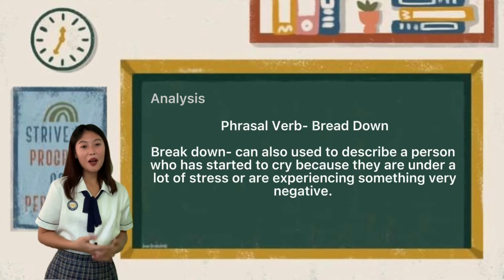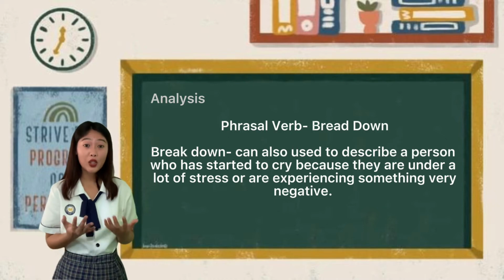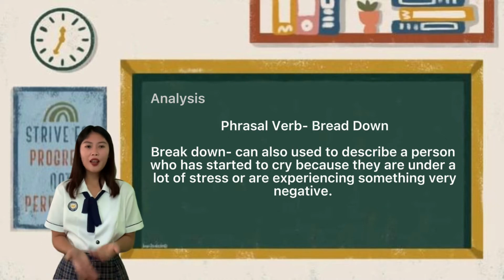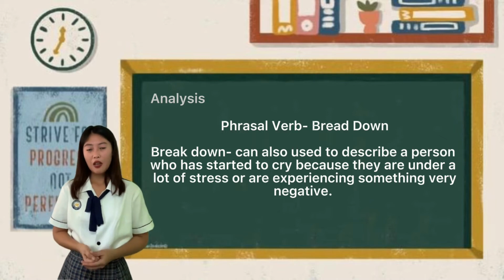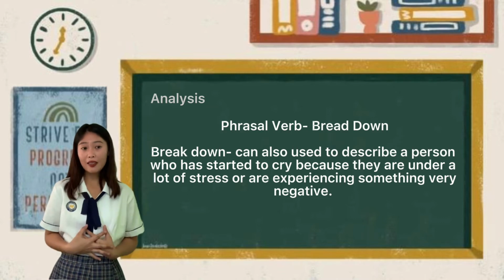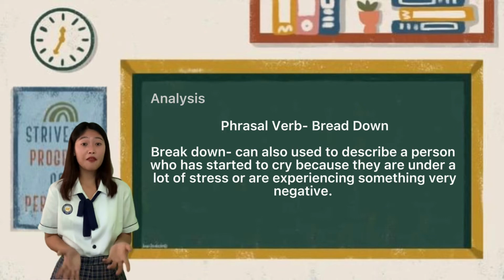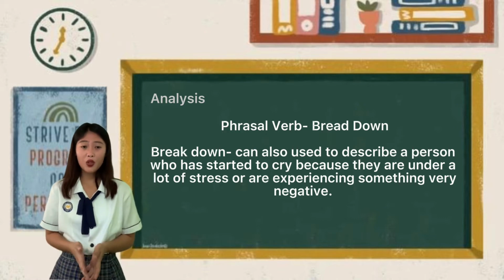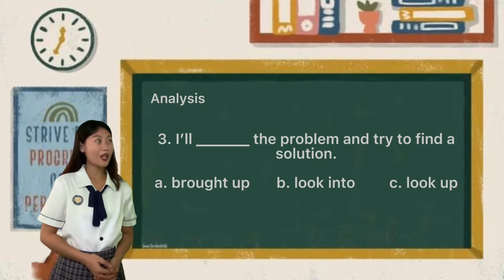Another example of break down is to describe a person who has started to cry because they are under a lot of stress or experiencing something very negative. For example, when she found out the news of her friend's death, she broke down in tears. It means she heard some very bad news and started to cry uncontrollably. Now let's proceed to number 3.